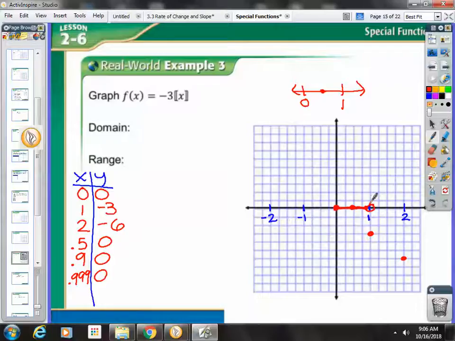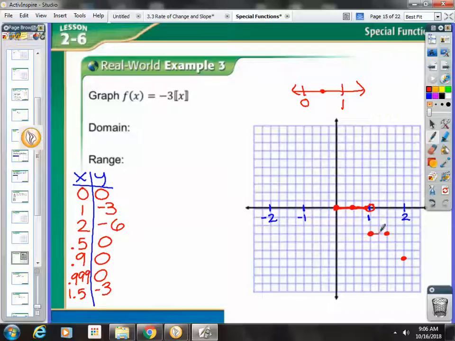Let's go ahead and pick some points between 1 and 2 just to make sure we've got our first stair step correct. Between 1 and 2, what's a good number? 1.5, I think that's a great number. So the greatest integer of 1.5 is 1, and 1 times negative 3 is negative 3. So 1.5 goes down to negative 3.